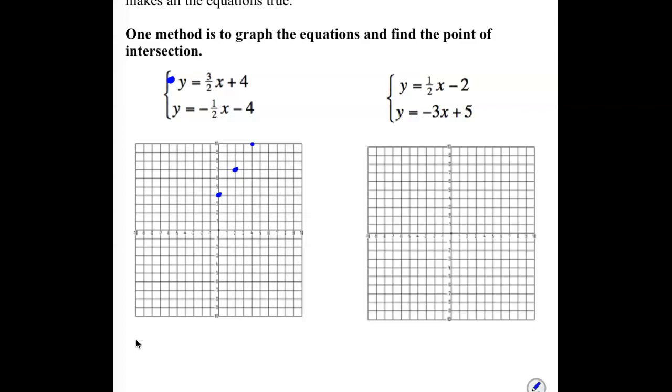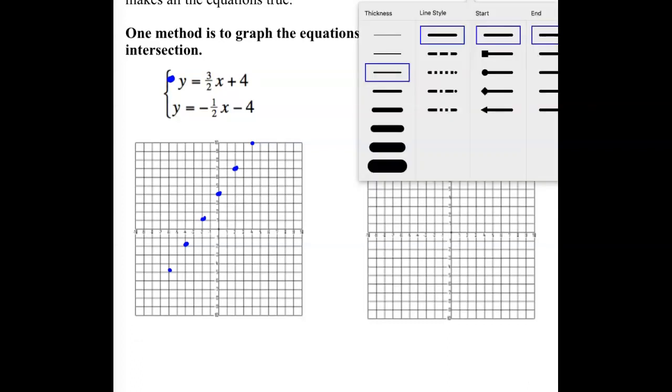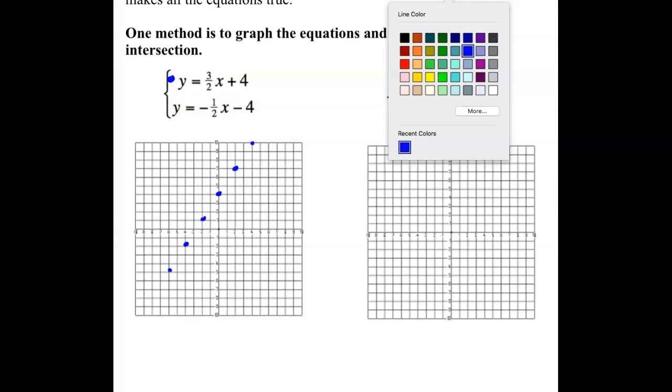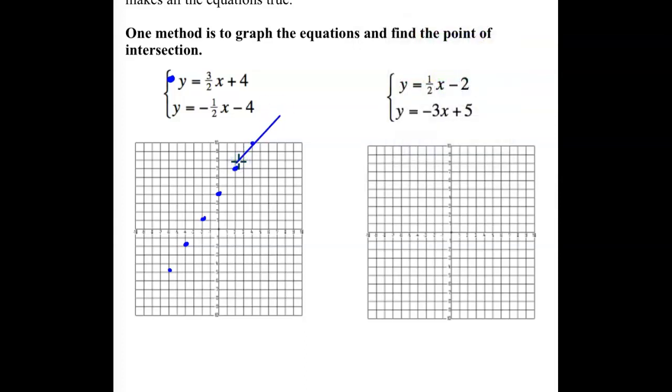And remember, we can go down 3 and back 2, and we're getting that same line. Down 3, back 2, down 3, back 2. All right. And then we're going to draw a line through that. So let's get our line here. All right, there we go. Okay, so there's our line for our first one.